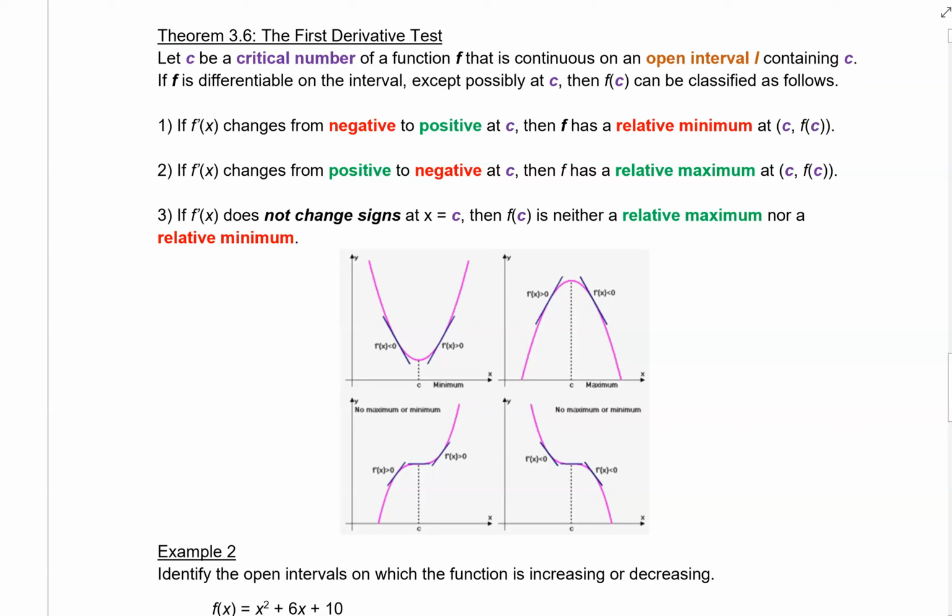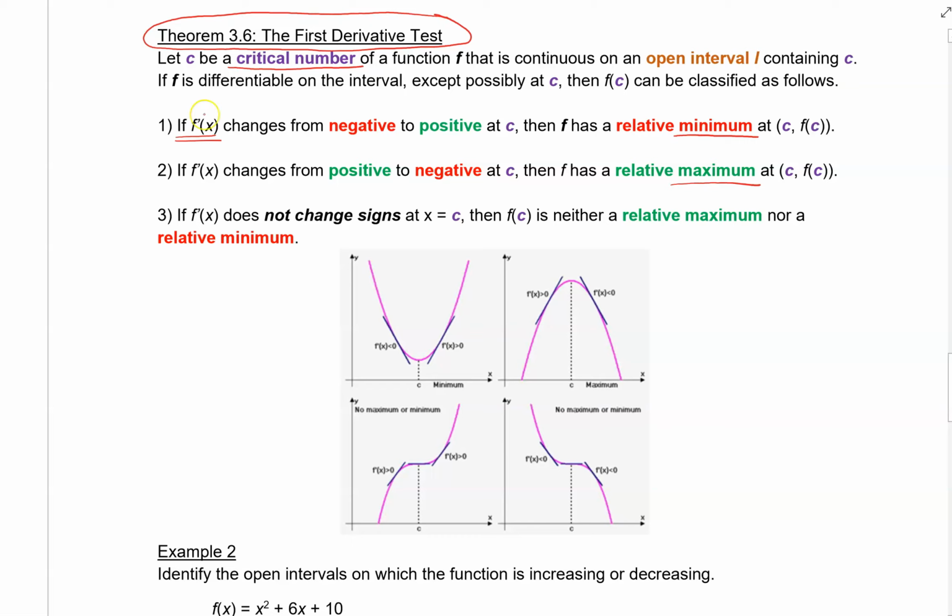So now we're going to do a few examples that use the first derivative test. The first derivative test combines the finding of critical numbers along with the sign of the derivative to the left and right of the critical number. If you put those two things together, you can decide without having to plug values into the function whether or not they are minimum versus maximum values.